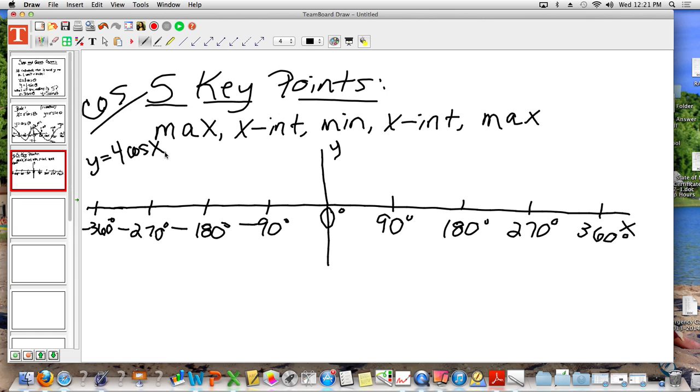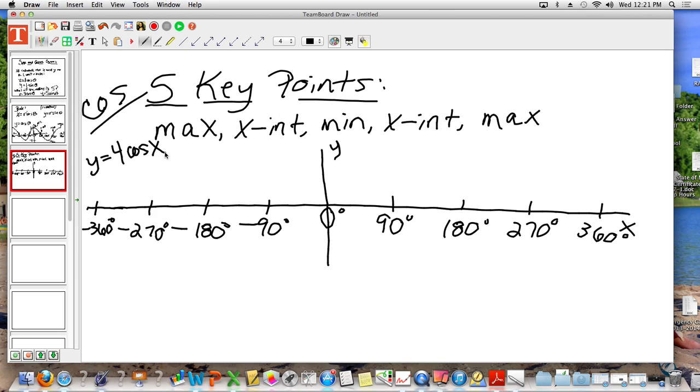If you're going to graph this, how high is this graph going to go? 4. Why is it going to go 4 high? Yeah, there's a 4 in front of it. That's the radius of the graph, and it will always go as high as its radius. Now, if it's going to go 4 high, how low is it going to go? It's going to go negative 4 low.